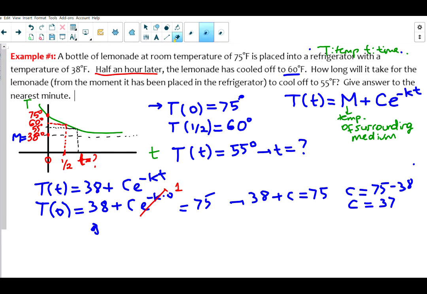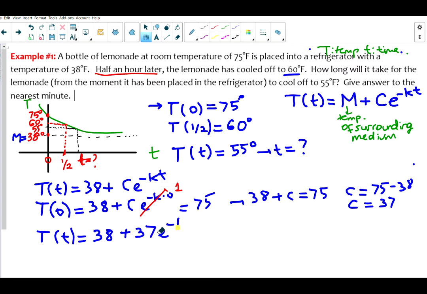So we already know M, now we know C. Next step, we're going to figure out K so that we can come back and answer this original question. So let's put the C back into our equation and put the M as we know it. So here's what we have. Temperature is a function of time equals 38, which we already knew that part. Now we know C, plus 37 times e to the negative KT.